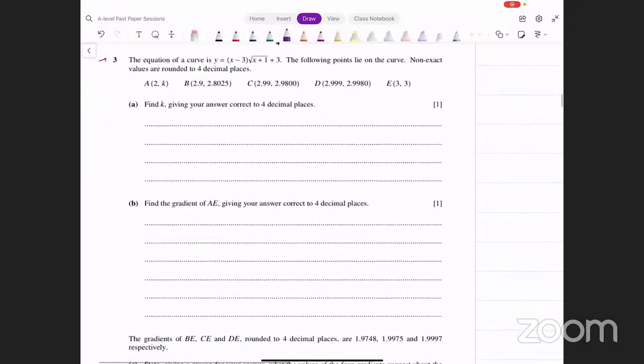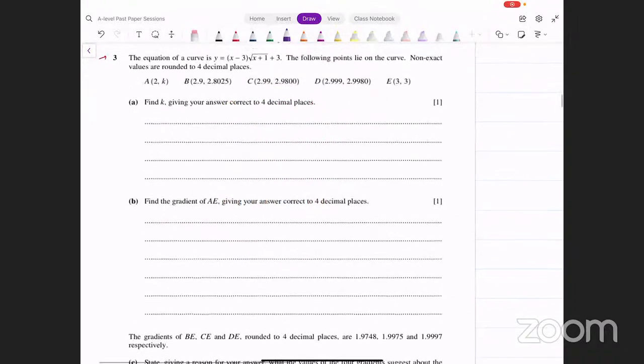अच्छा, let's move on to the next one। Again, it's a slightly different question। You won't see this in any other past paper before। ये specimen में आपको मिलेगा इस तरह का, but it's not anywhere else before this। ये भी recently आया हुआ है syllabus के अंदर, इसका एक part, in fact the first 2 parts। Let's have a look at this। The equation of a curve is y equals x minus 3 into x plus 1 plus 3। The following points lie on the curve। Non-exact values are rounded to 4 decimal places। all of these points lie on the curve A, B, C, D, E.